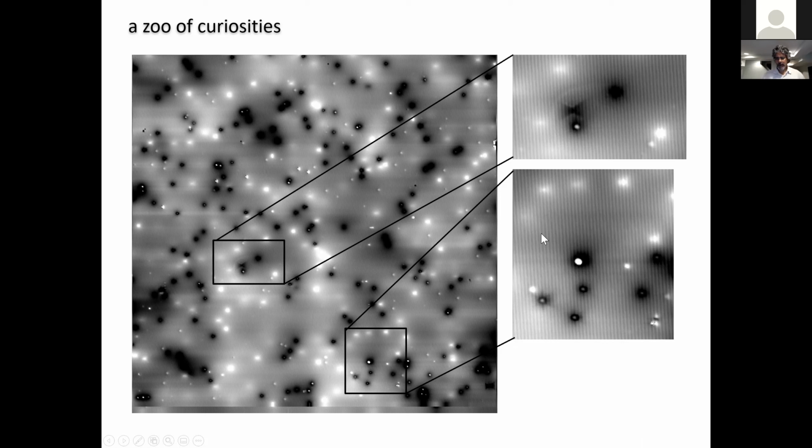And so I like this because it highlights that the properties of these defects depend not only on what the defect is, but also on what's around it. It opens up a vast phase space for exploring all of the different processes that are going on inside our computer chips.